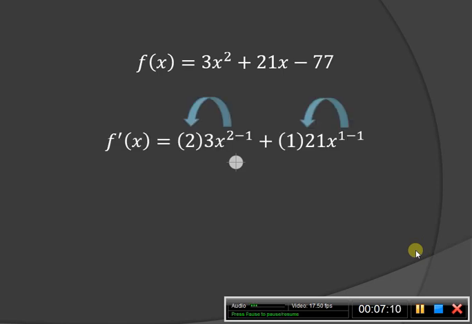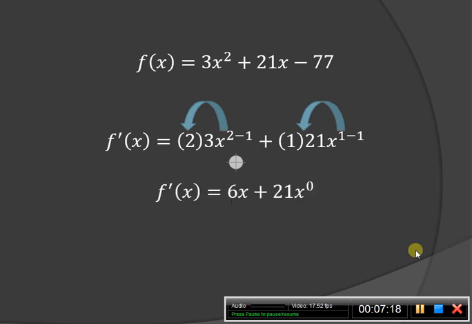Our first derivative, f'(x), is then equal to 2 by 3x to the power of 2 minus 1 plus 1 by 21x to the power of 1 minus 1. Then we get f'(x) is equal to 6x plus 21x to the power of 0. Remember, when x is to the power of 0, it is equal to 1. So our first derivative, f'(x), is equal to 6x plus 21.